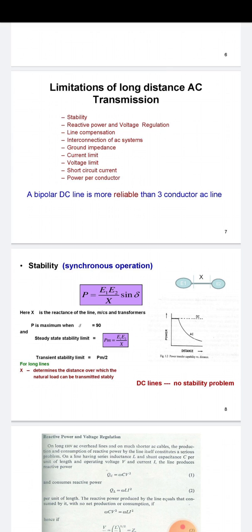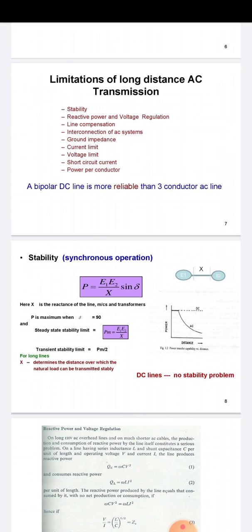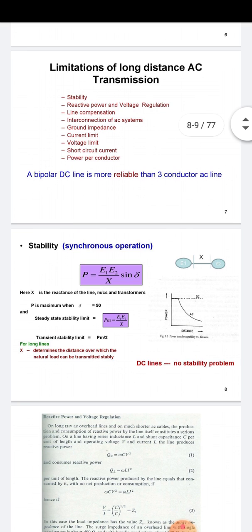So P is maximum when delta equals 90, and the steady state stability limit is P maximum equal to E1 E2 by X, where E1 is the sending end voltage and E2 is the receiving end voltage. Both voltages have reactance power, so E1 E2 by X. Delta is the angle of deflection between the sending end and receiving end voltages. So we put that angle in sine delta.